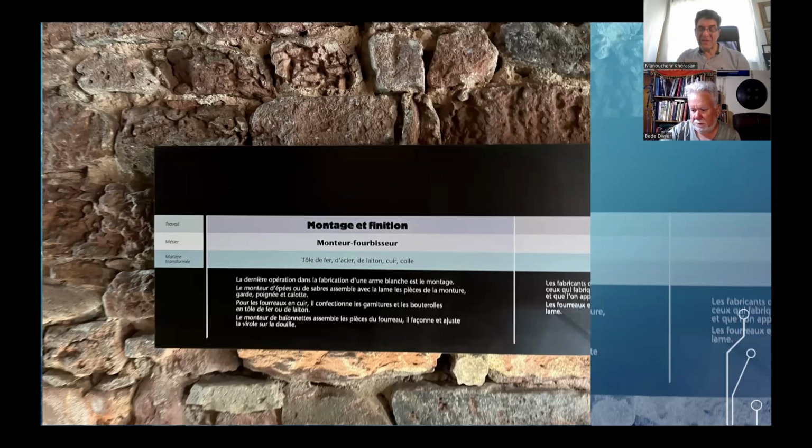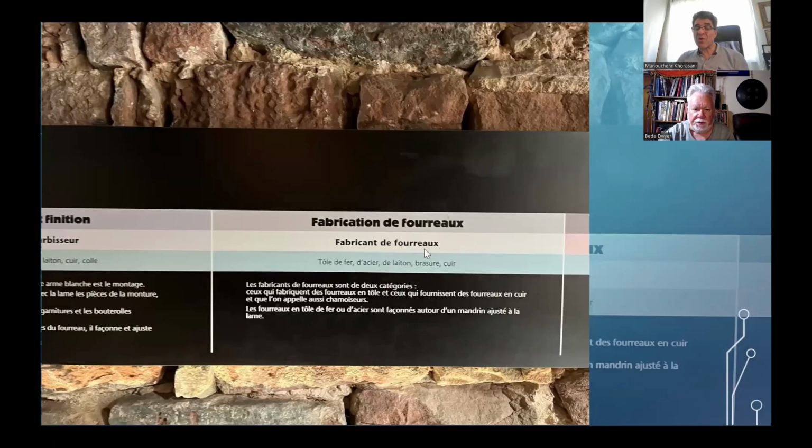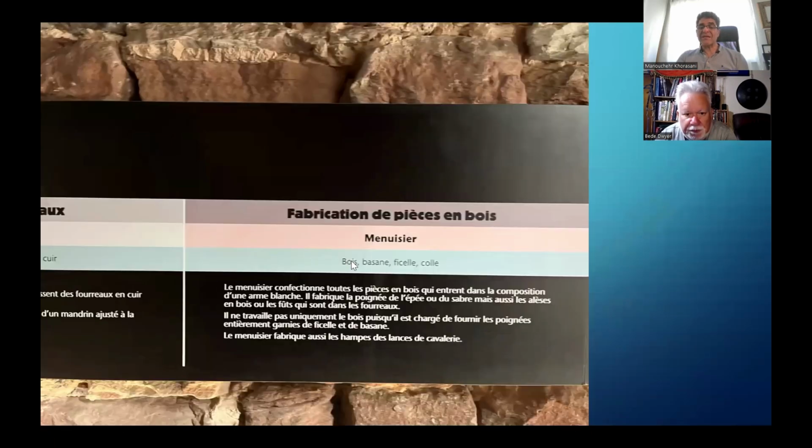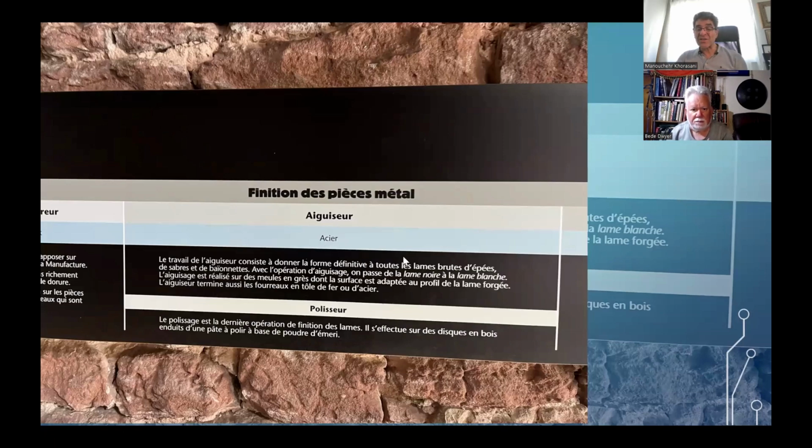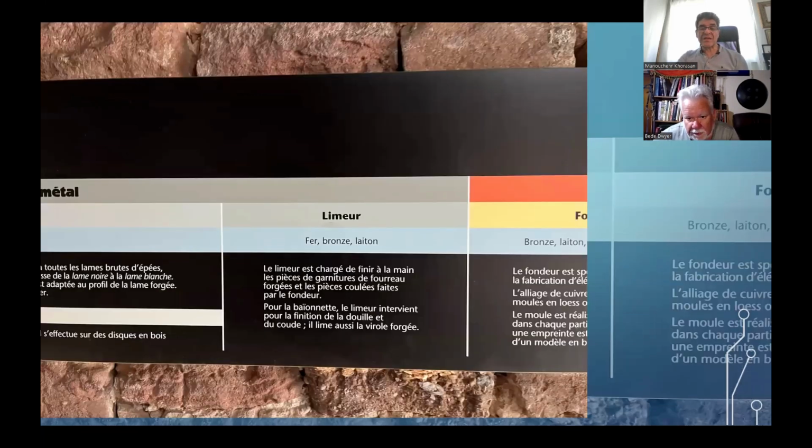So here we had a division of labor, as they explain it. Someone who mounted, then someone who made the scabbard. Then we go to different ones: the wood maker, and engravers by or and argent, meaning by gold and also by silver. That's what they did, and someone polisher and also sharpener.